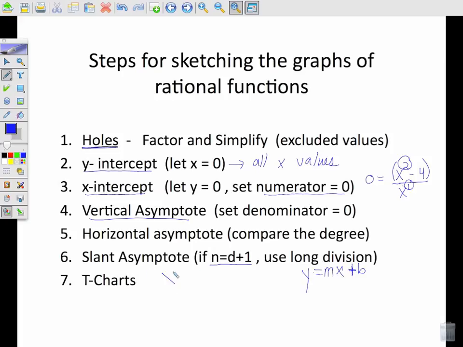And finally, you use t-charts like this, x and y, in order to find sufficient points to figure out the rest of your curves. All right, what we're going to do is go through this step-by-step procedure, and we're going to go ahead and find and graph our examples.